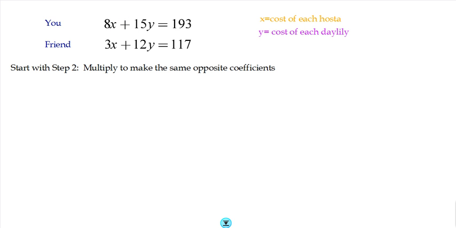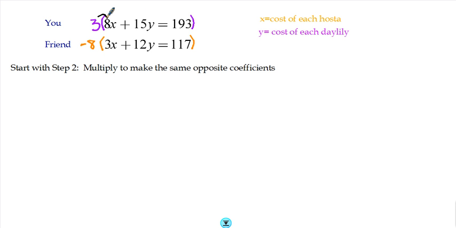24s. Now, to make it 24, I would have to multiply this whole thing by 3. And I will also have to multiply this whole thing by 8. So 3 times 8 is 24. 8 times 3 is 24. However, I have to make them the opposite. So multiply one of them by negative, and I'm going to multiply the second one by negative. So then it will become opposites. And let's see what you get when you multiply.